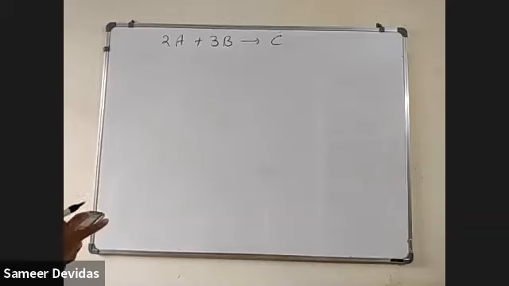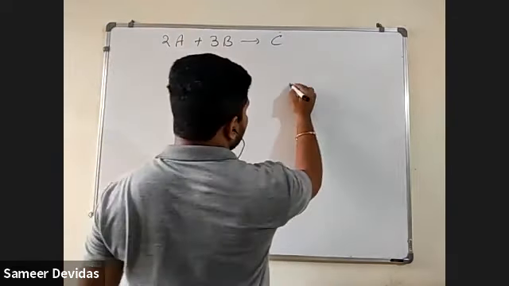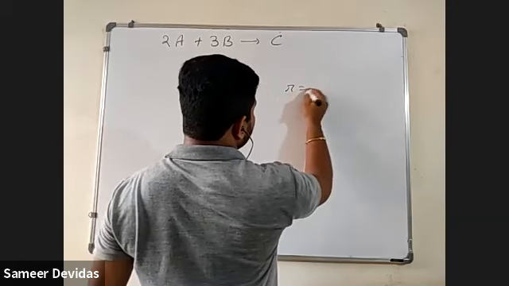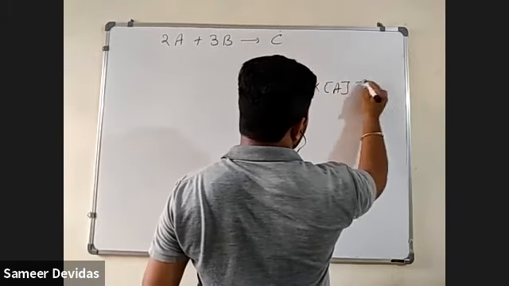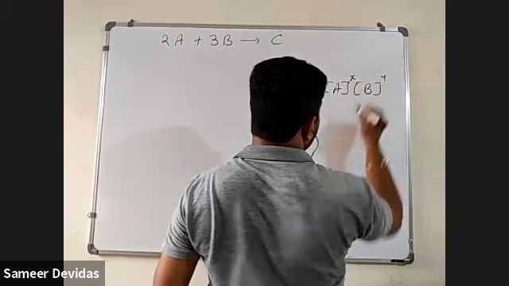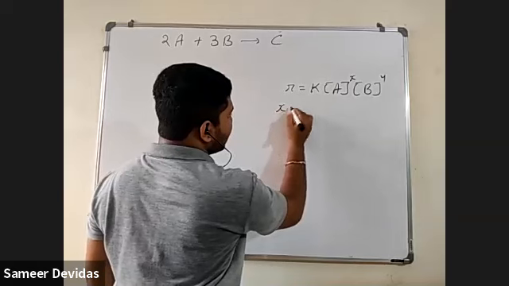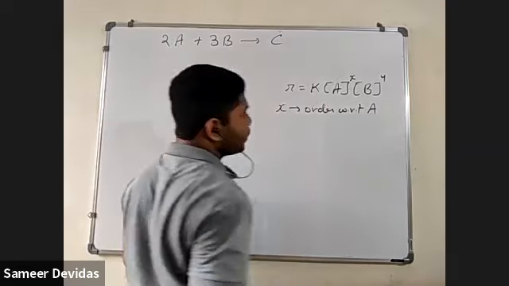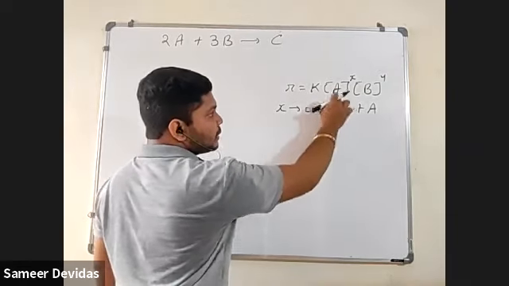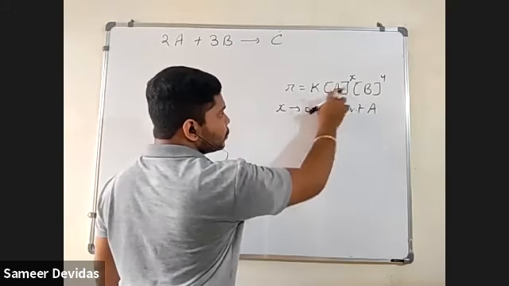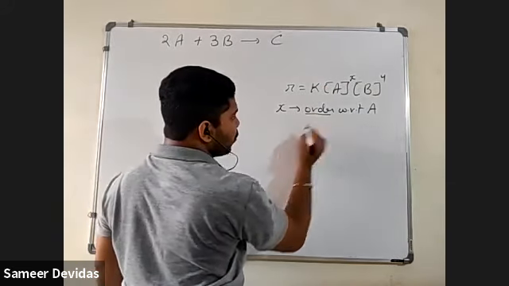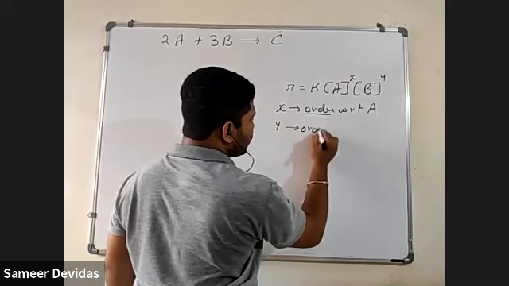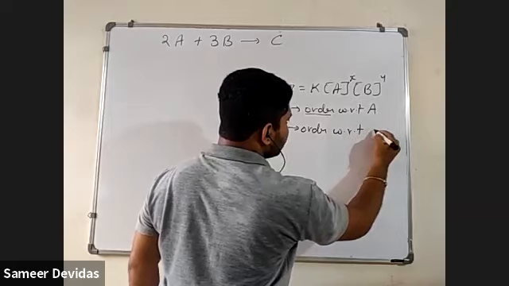Before that, I need to tell you one more thing. Now, this is the rate law we have written: R is equal to K, concentration of A to the power X, concentration of B to the power Y. Now, what are this X and Y? X is the order with respect to A, because it is on the concentration of A. Same way, Y is the order with respect to B.